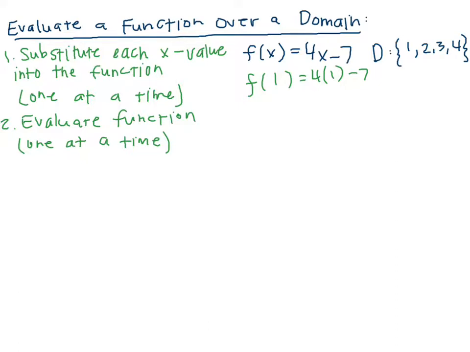In fact, when I actually start evaluating this, I don't like to rewrite f of 1. I just write it at the beginning and at the end. So 4 times 1 gives me 4 minus 7. And 4 minus 7 is negative 3. So my answer is f of 1 equals negative 3.